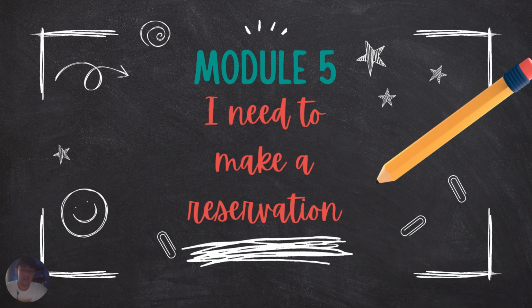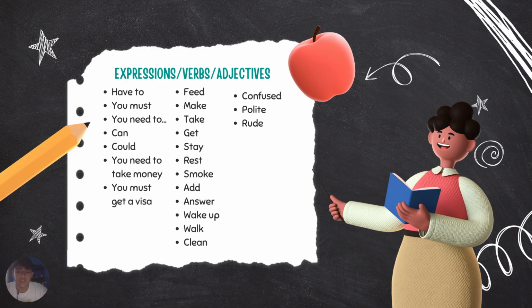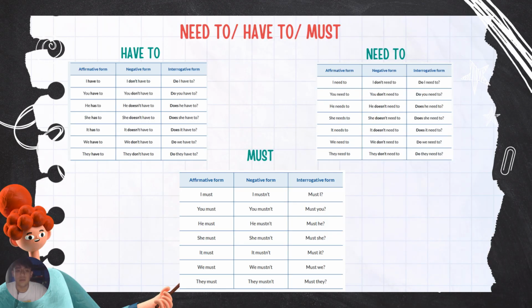So finally, Model 5. We use modal verbs for obligations. In this case, must is for strong obligations, have to is for rules or requirements, and need to is for things that are important to do. For example, if you travel, you must get a visa or you need to take money.